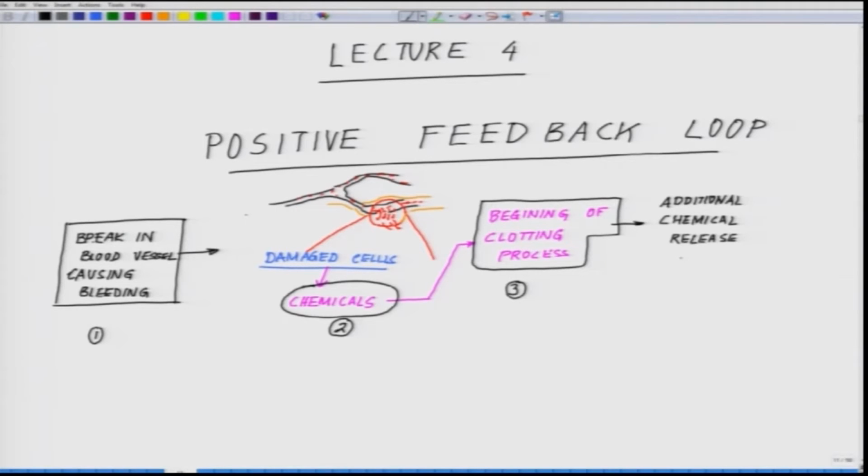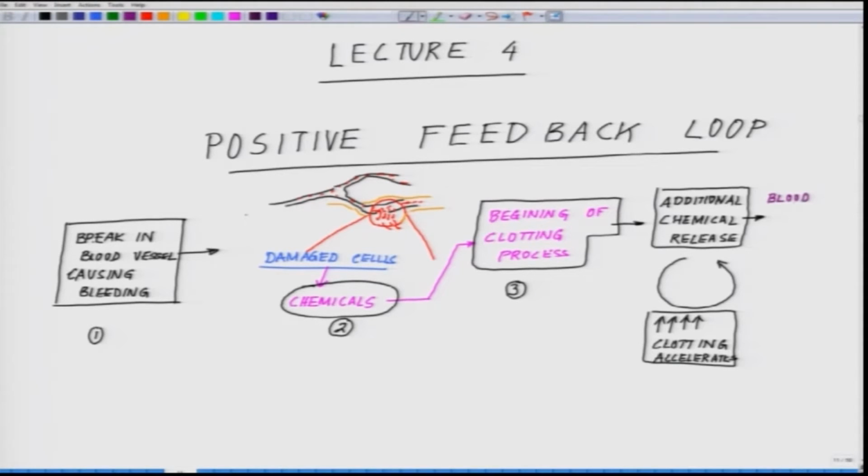Okay. And this additional chemical release accelerates the process of clotting. I am showing the acceleration with these 4 upward arrows. Clotting accelerates, and eventually this leads to the final goal: a blood clot plug breaks in the vessel wall and the bleeding stops.